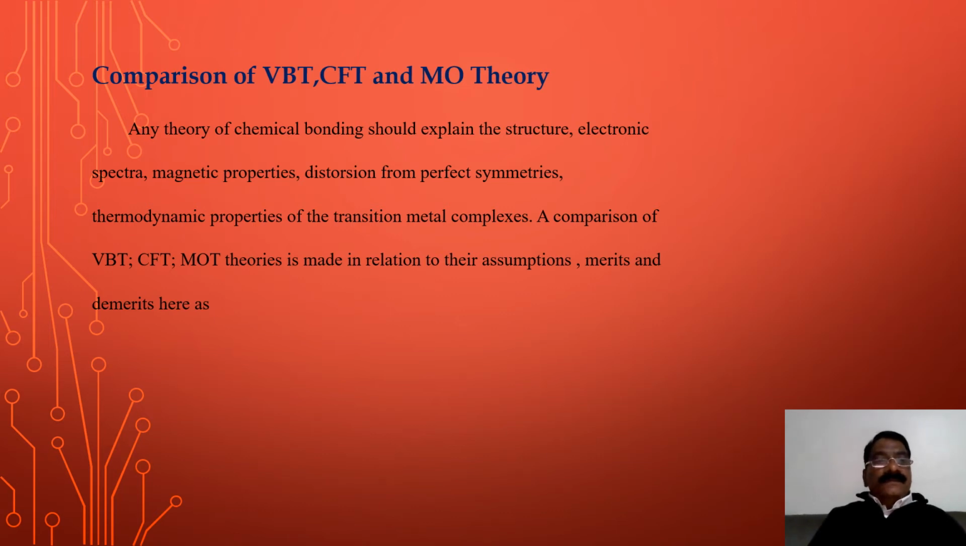Good morning, students. We are going to compare three theories, VBT, CFT, and MOT, in our last section. Any theory of chemical bonding should explain the structure, electronic spectra, magnetic properties, distortion from perfect symmetries, and thermodynamic properties of the transition metal complexes.